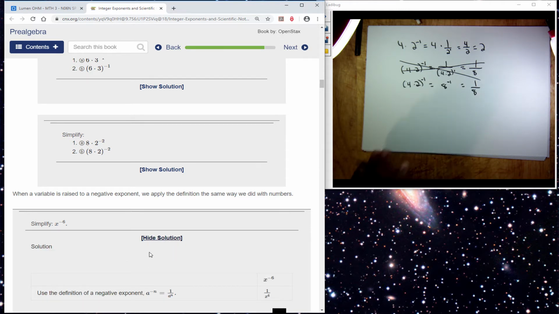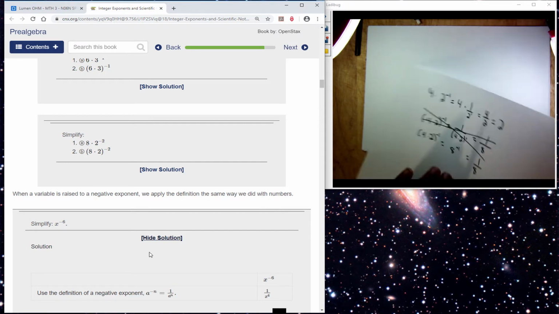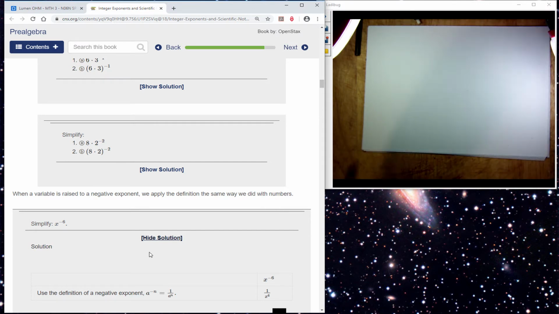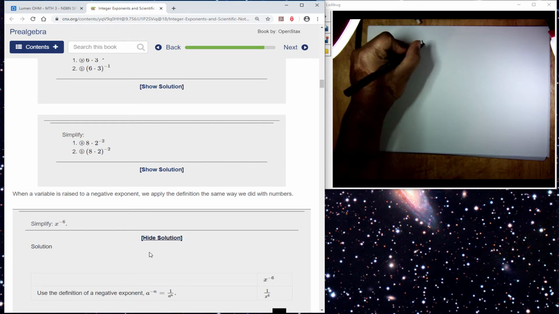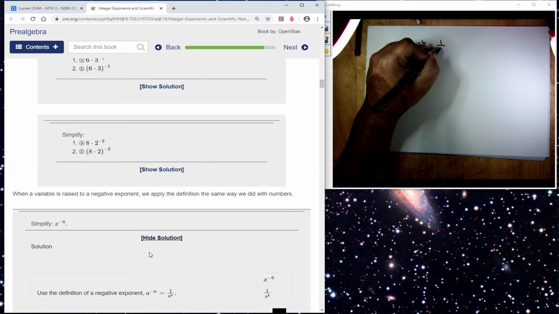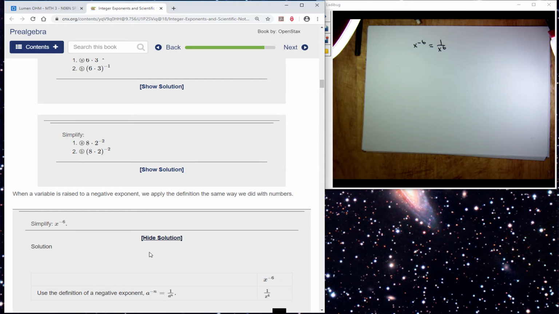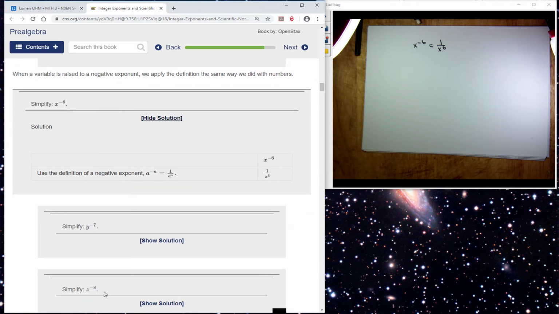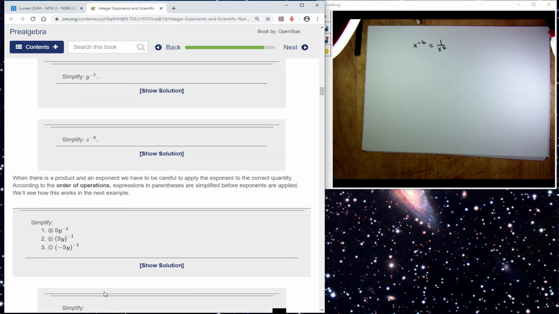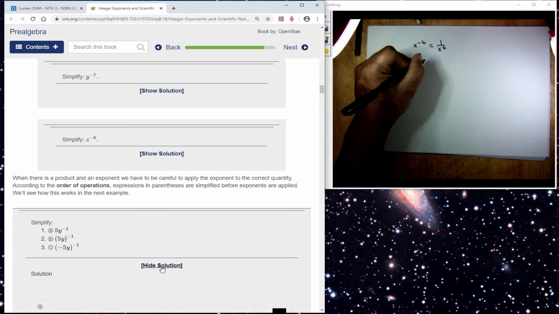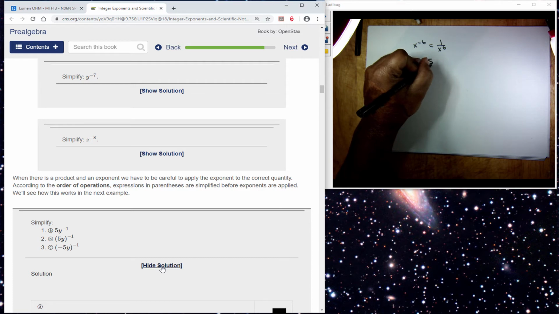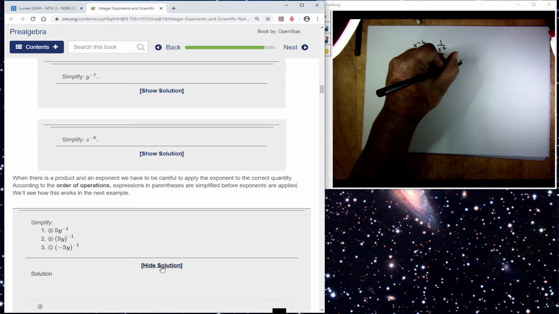Remember, variables represent any value. So the same things we can do with numbers, we could also do with variables. So if I have x to the minus 6, that's going to be the same thing as 1 over x to the 6th. If I have 5y to the minus 1, that tells me that the y belongs on the bottom. So I'm going to have 5 times 1 over y, which is just going to be 5y.